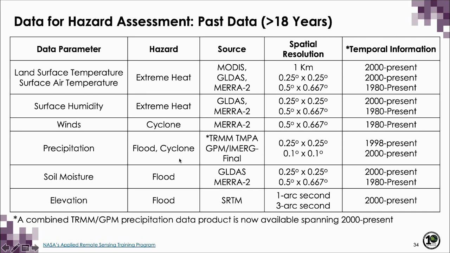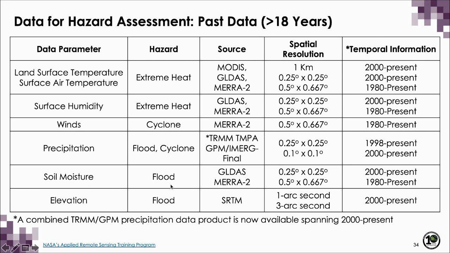Precipitation, which is very relevant for flooding and cyclone hazards, is available from two satellites, TRMM and GPM. Both these satellites have a multi-satellite precipitation product, TMPA and IMERG. They are available for a long time. Here it is important to note that TRMM, which was launched in 1998, stopped functioning in 2015, but the data were continued with climatological calibration and they're still available in present. And GPM was launched in February 2014, and so those data are available, but now a recently combined TRMM-GPM product is available, also known as IMERG, spanning 2000 to present at 1/10 of a degree, half hourly spatial resolution. So that data can be used for flood and cyclone hazard assessment.